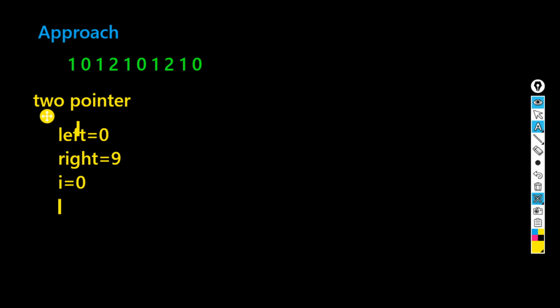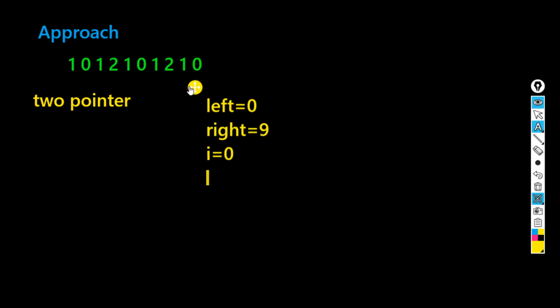So this is the basic condition which we are going to use. We are going to use these 3 variables: left, right and I. I will be pointing the variables, or will be checking the current index. Left will place all the zeros at the starting, right will place all the twos at the end. Till now we are sorted at what we have to do.